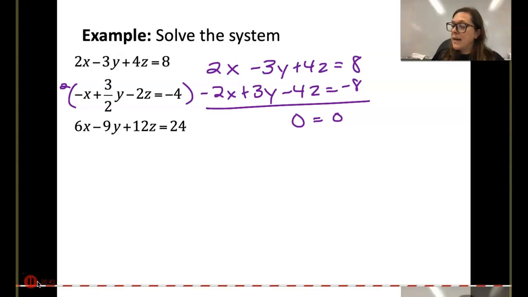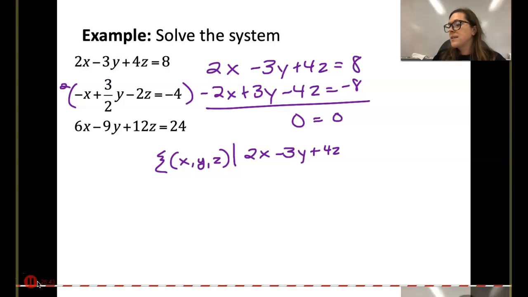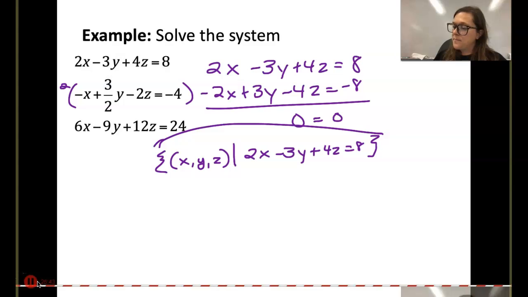So how do we write out infinitely many solutions in advanced algebra? Well, now we have the set of the tripled order of x comma y comma z such that, and now I got to rewrite standard form. So go with the one that has no fractions and the smallest numbers. So in this case, 2x minus 3y plus 4z equals 8. Close it. Answer.